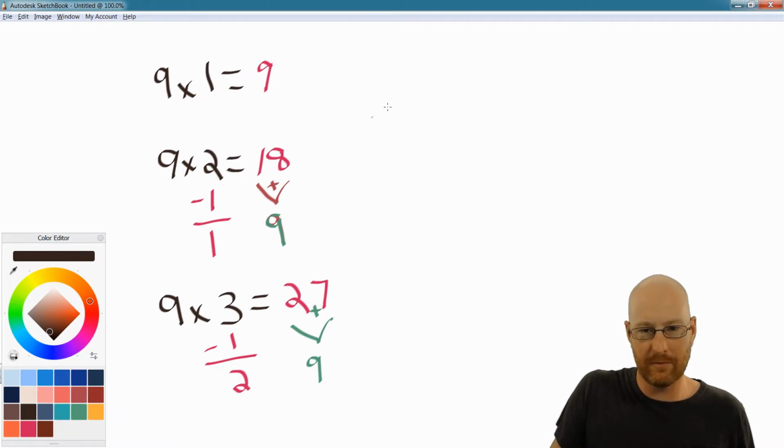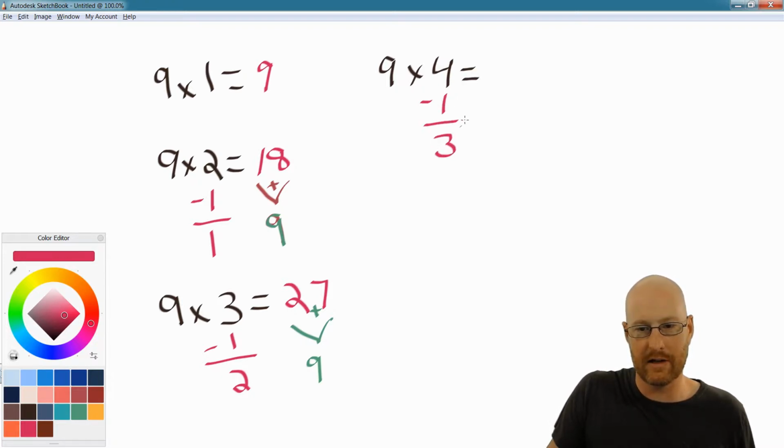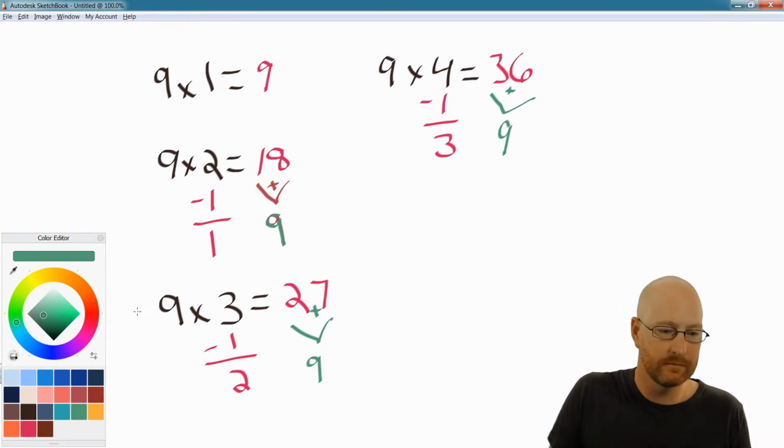Okay, so let's move on to 4. So 9 times 4 equals what? Apply our trick, subtract 1. 4 minus 1 is 3. So bring that one up here. Now 3 plus what equals 9? 3 plus 6. Pretty cool. And again, we can confirm that by adding 3 plus 6, and that equals 9. Awesome.